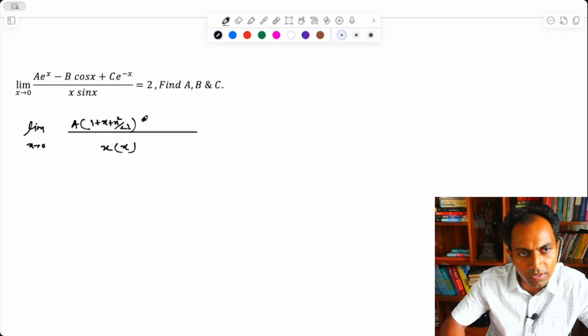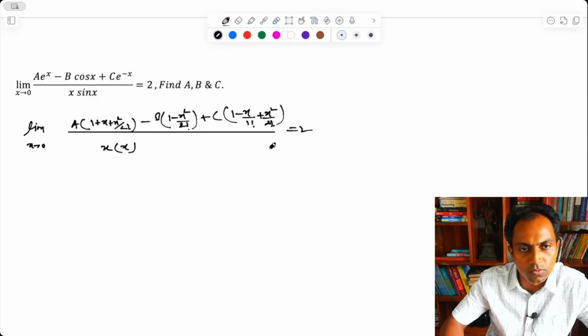Similarly, for the next part, minus b cos x can also be written till the second power. And then c times e raised to the power minus x will also be written till second power. Okay, this should be equal to 2.